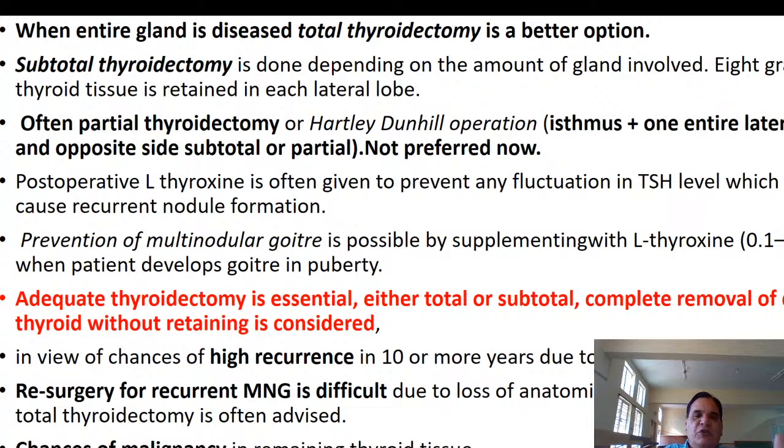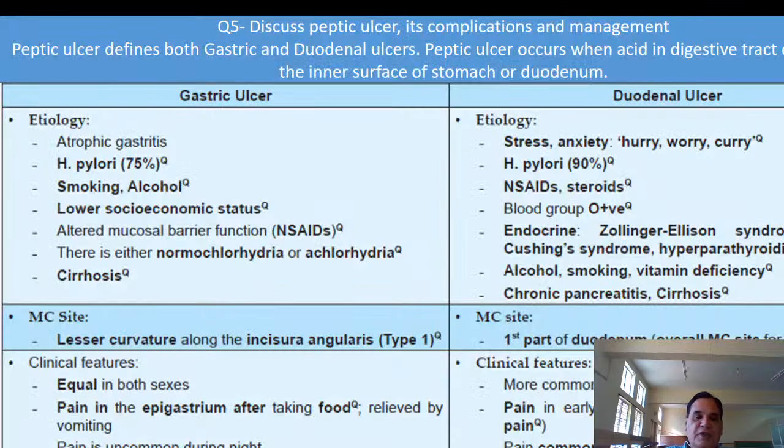Okay, these are the different types. Just remember: total thyroidectomy, subtotal thyroidectomy; partial thyroidectomy is not done nowadays. Either we go for a total or subtotal. Adequate thyroidectomy is essential. Complete removal of disease without retaining is preferable, and this patient needs lifelong supplementation of thyroxine. The reason is high chances of recurrence in the remaining thyroid, re-surgery in multinodular goiter is very difficult, and the remaining gland can also undergo malignant changes.